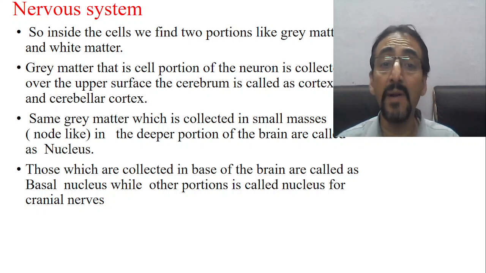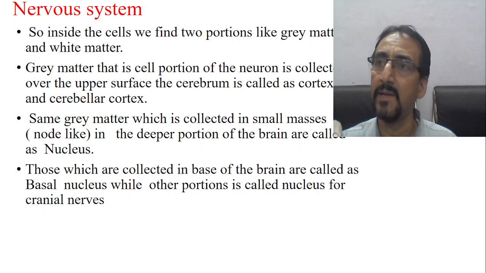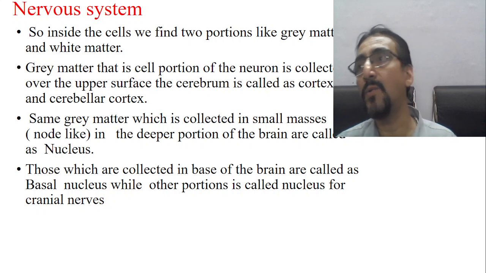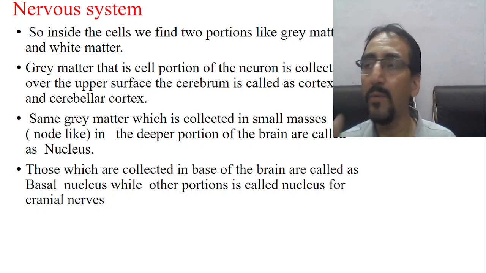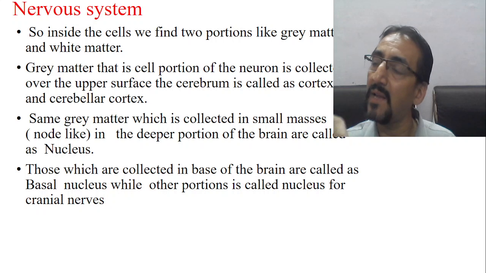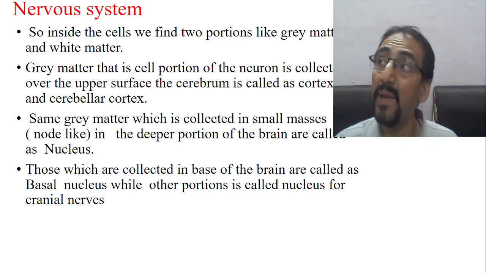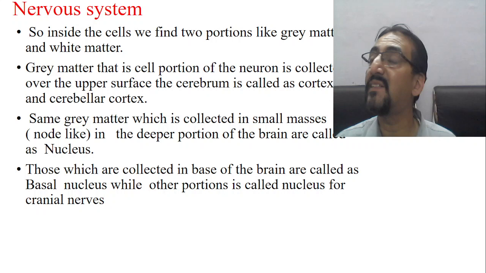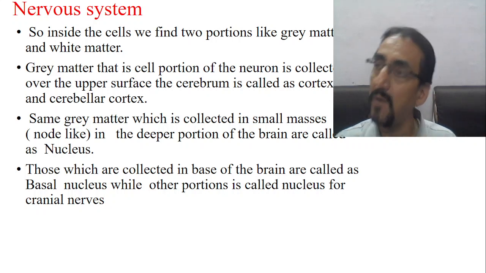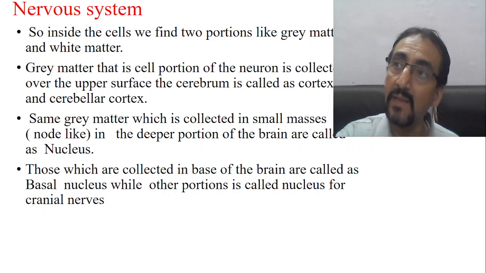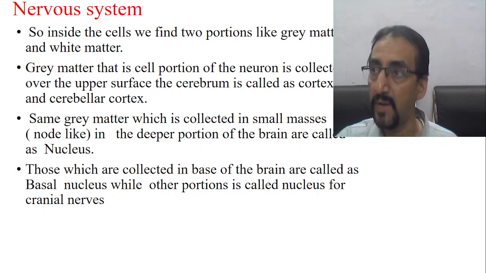So the same gray matter which is collected in very small masses, node-like structures in the deeper portion of the brain, is called a nucleus. For the cranial nerves we have all the nuclei. The nucleus is nothing but a collection of gray matter. Caudate nucleus, lentiform nucleus, many nuclei are there. Those which are collected at the base of the brain are called basal nuclei. Such a group of nuclei made by gray matter collected at the base of the brain totally constitutes the basal ganglion.